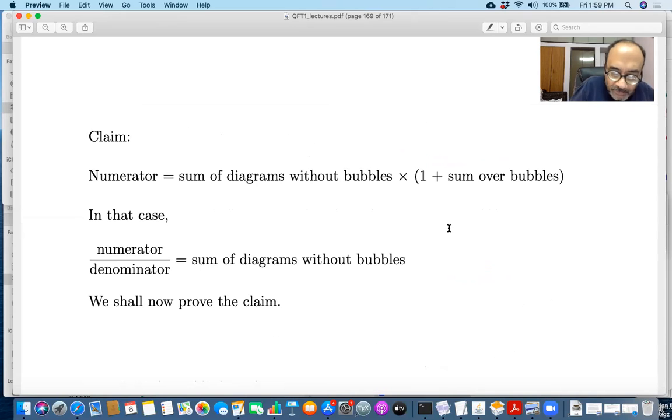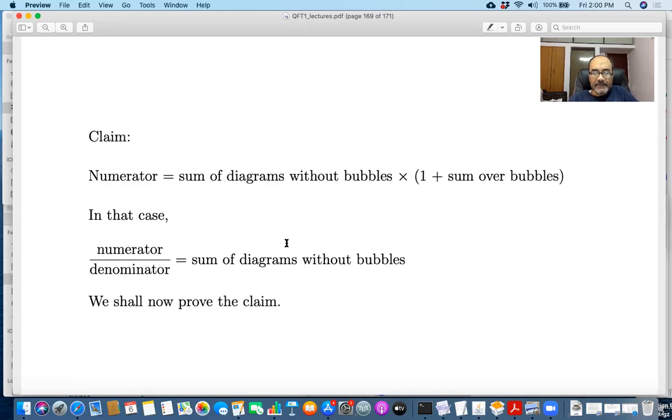Okay, now we are going to discuss an important result, which in fact makes life simpler in actual calculation. The claim that we'll make now is that the numerator can be expressed as the sum of diagrams without bubbles times 1 plus the sum over bubbles. So why is this important? Let's suppose this is true. We'll check if it is true or not, but suppose it is. In that case, the ratio of numerator to denominator is just the sum of diagrams without bubbles.